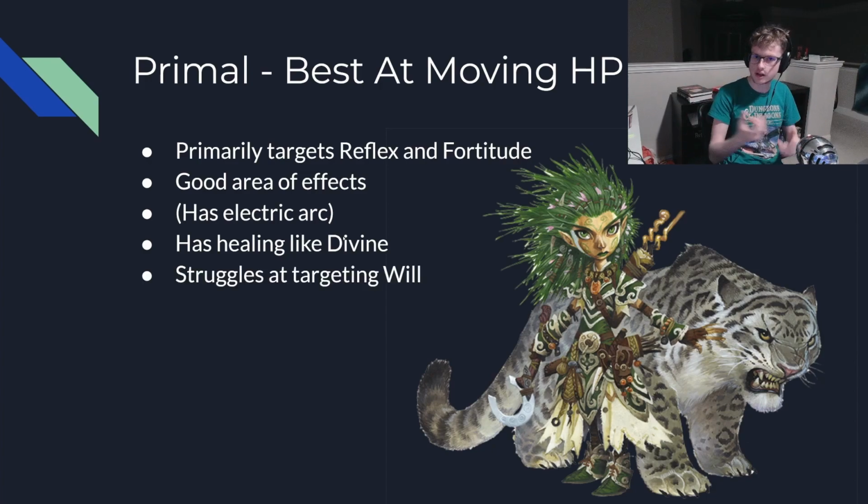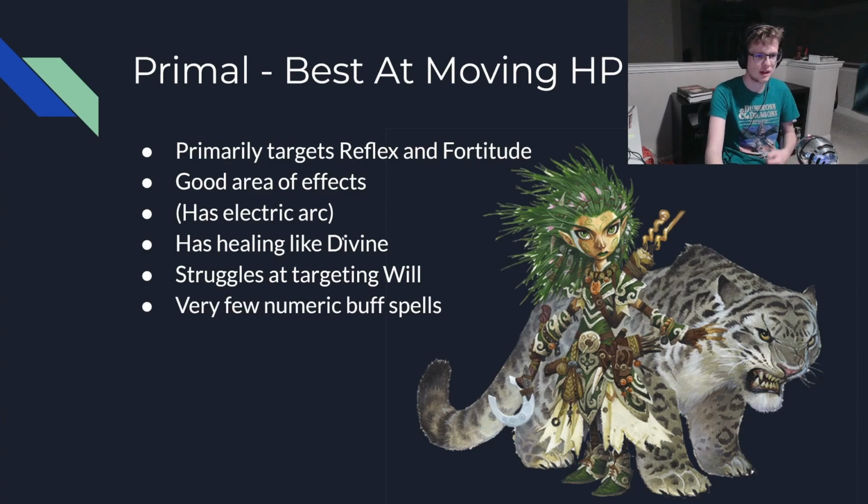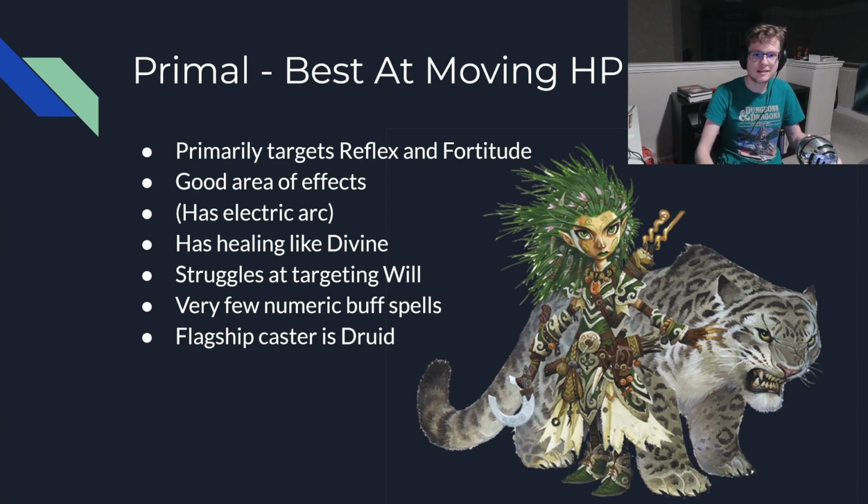Again, struggles at targeting those will saves. So you're going to have like first level Spears like the only thing you have to target will saves for a good amount of your adventuring career. Very few just raw numeric buff spells as well. You have stuff like Enlarge and Haste, but that's kind of it in terms of how you can help your party. Well, that and your healing, but yeah. And the flagship caster is Druid, because like what do you expect? And this does mean Druids are as efficient at area damage as Wizards in the system, which is cool.